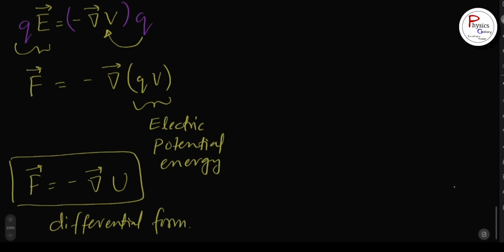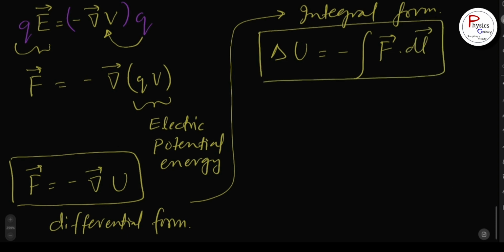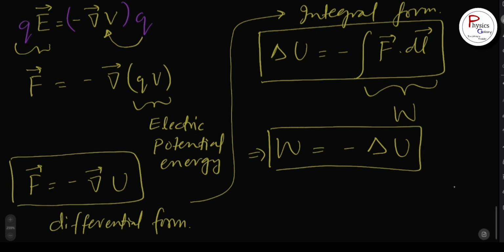Now if we want to find the integral form of the same equation, we can write the change in electric potential energy equals minus the line integral of force, that is integral of F dot dl, like we did in the previous case. But this integral of F dot dl is the work done, W. So we can write W equals minus the change in electric potential energy. So these are some of the results that we got from this equation.